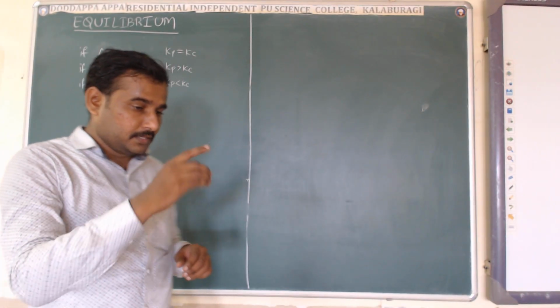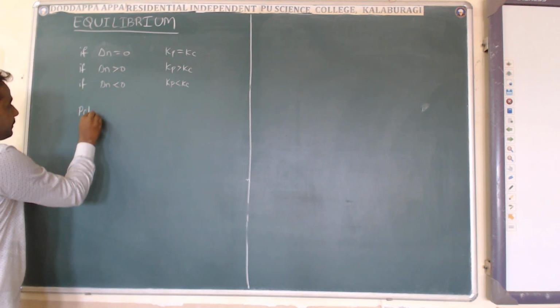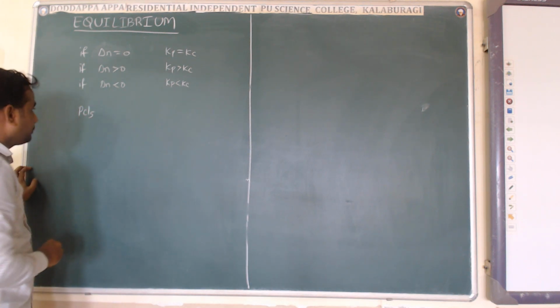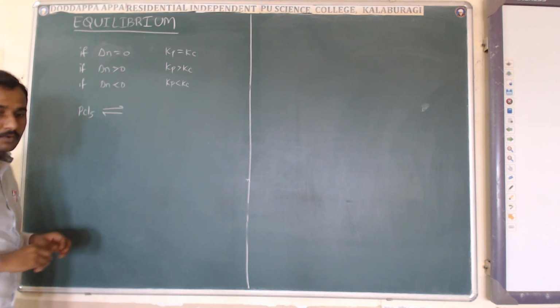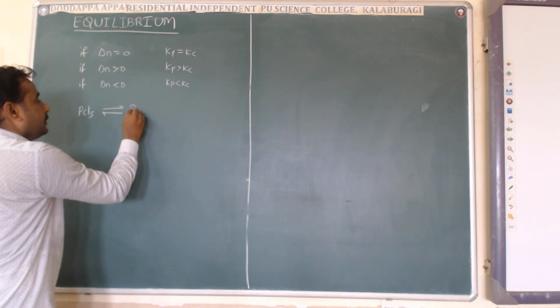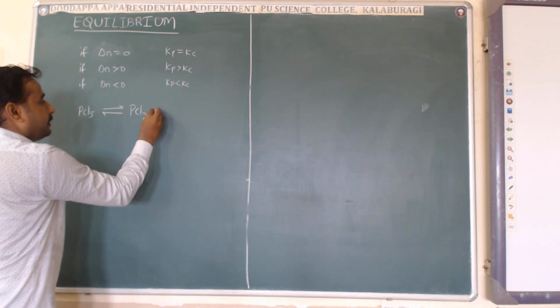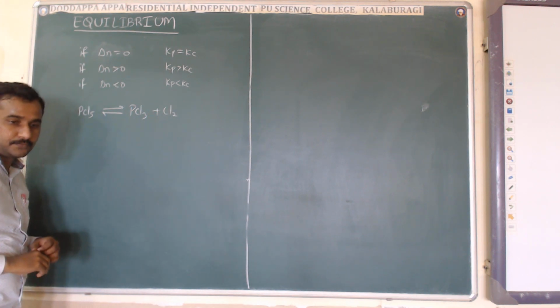Another example I will give. The next one you have to take is PCl5, phosphorus pentachloride. Here also the equilibrium is attained, and it forms PCl3 plus Cl2.